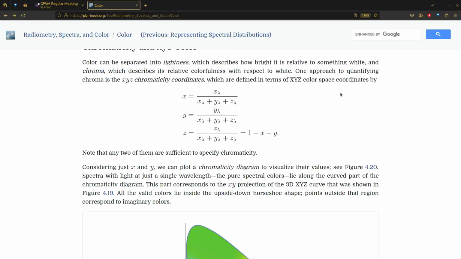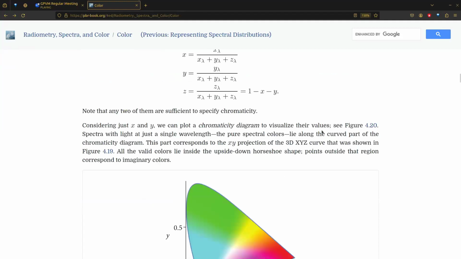So color can be separated into lightness, which describes how bright it is relative to something white, and chroma, which describes relative colorfulness with respect to white. One approach for quantifying chroma is the XYZ chromaticity coordinates, which are defined in terms of XYZ color space by these equations. The two of them are sufficient to specify chromaticity. Kind of like a barycentric thing almost.